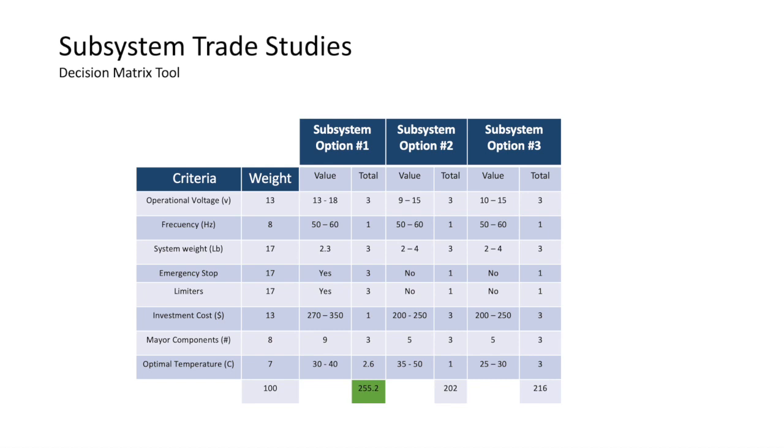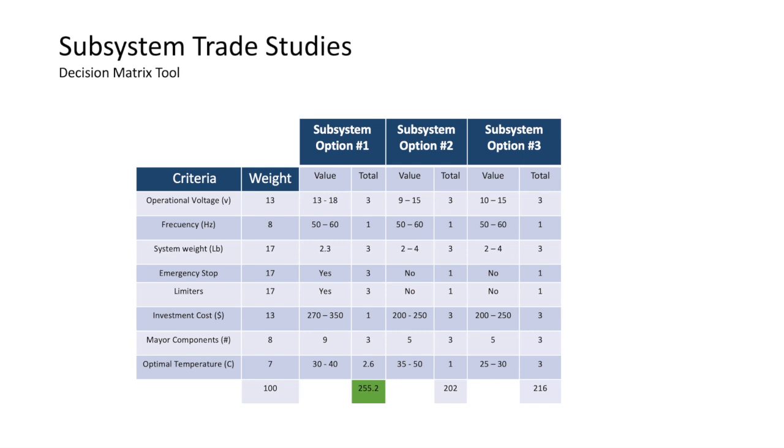Once the three concepts were defined, we carried out a decision matrix tool using our specifications to select the most favorable and efficient concept. Each of the criteria was given a weight that defined its importance. As you can see in the result of the matrix, the subsystem that best suits us is the first concept mentioned, with a score of 255 compared to 202 for the second concept and 216 for the third concept.